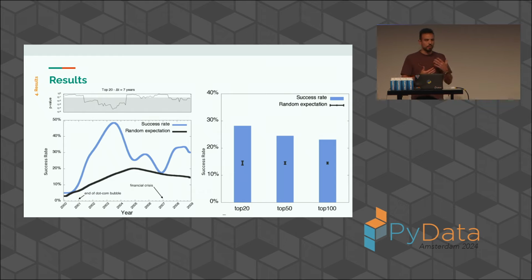Obviously, those values may change based on the number of years that you look ahead. The longer you wait, the higher it is. The shorter you wait, the lower it is. And just for comparison, an average venture capital fund that is focused on early-stage companies performs at about 15% for the top 20 on average. So we managed to actually double the performance.